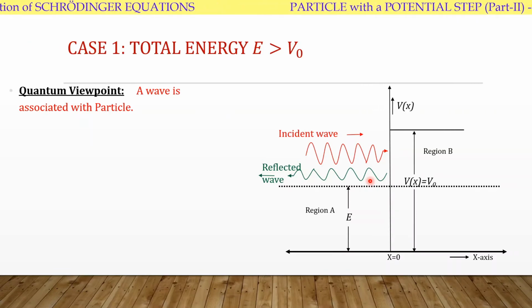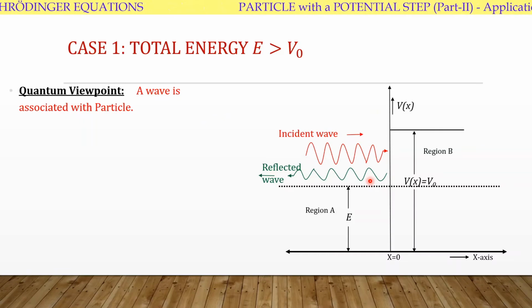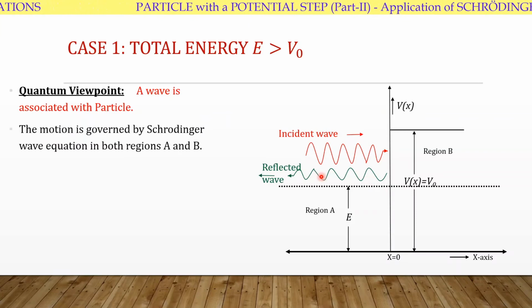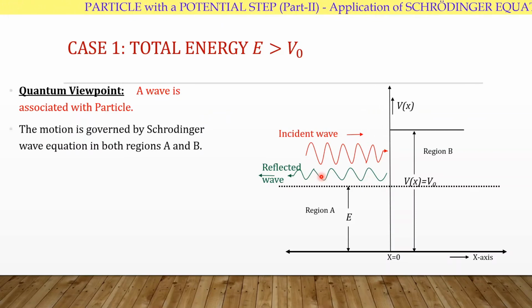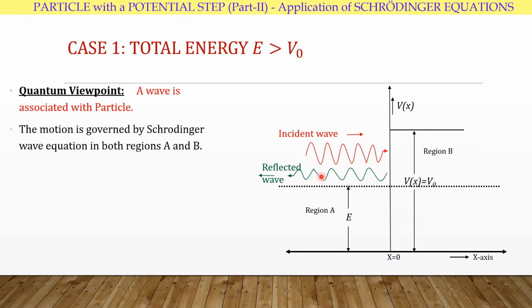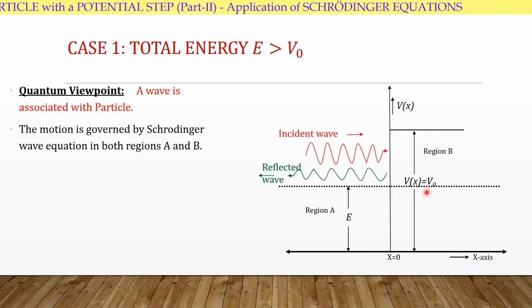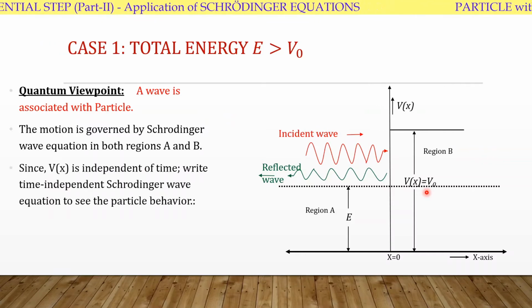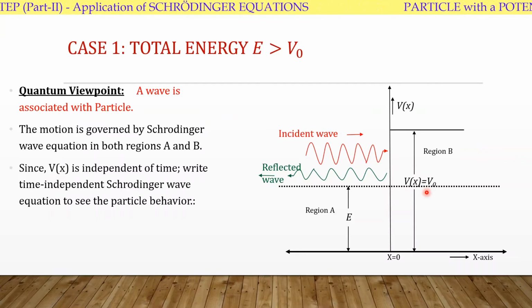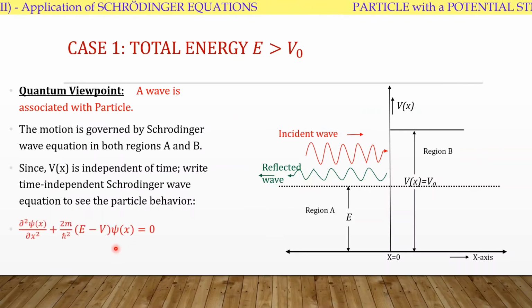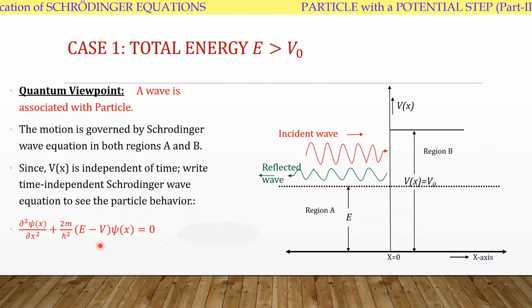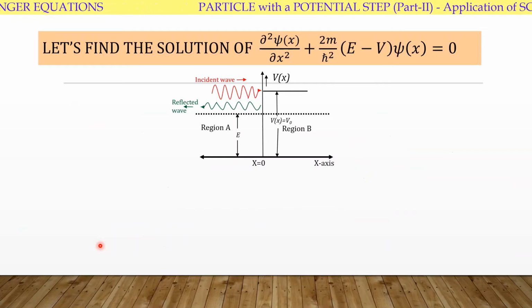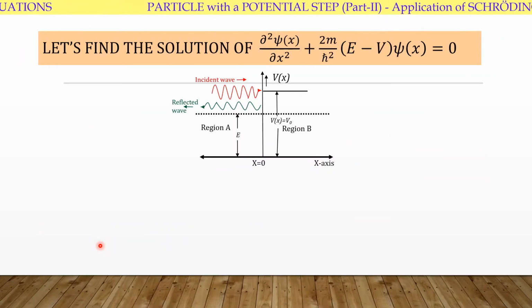But in order to study the wave behavior completely, we need to write and solve the Schrödinger wave equation in both regions A and B. Now you see the potential is again time independent, so we will write the time independent form of the Schrödinger wave equation and then solve it. This is the Schrödinger wave equation, and now we have to find its solution to see the particle behavior. So let us find its solution in both the regions.